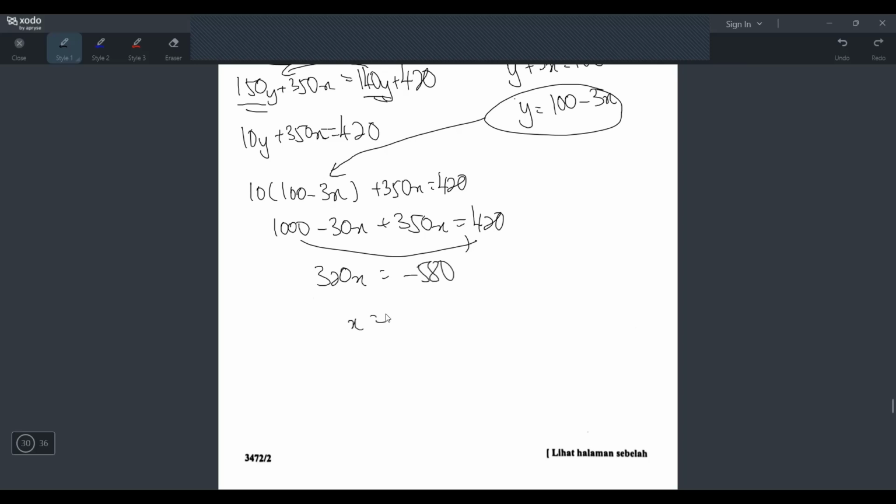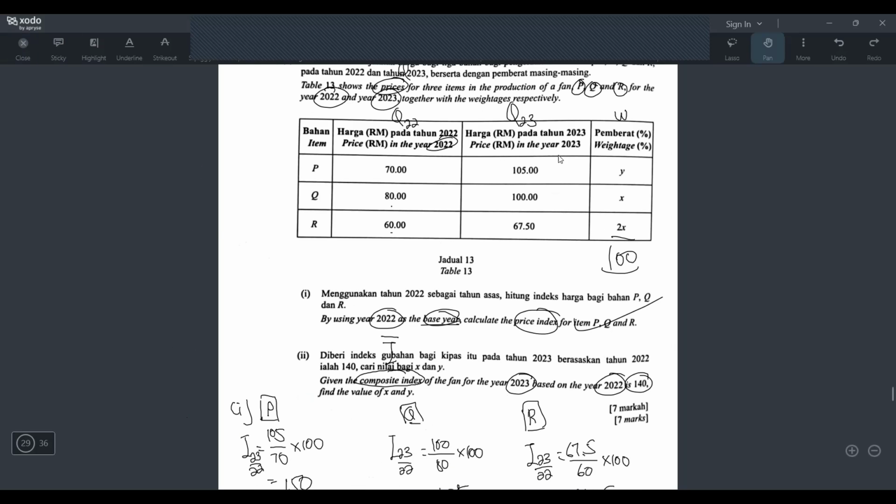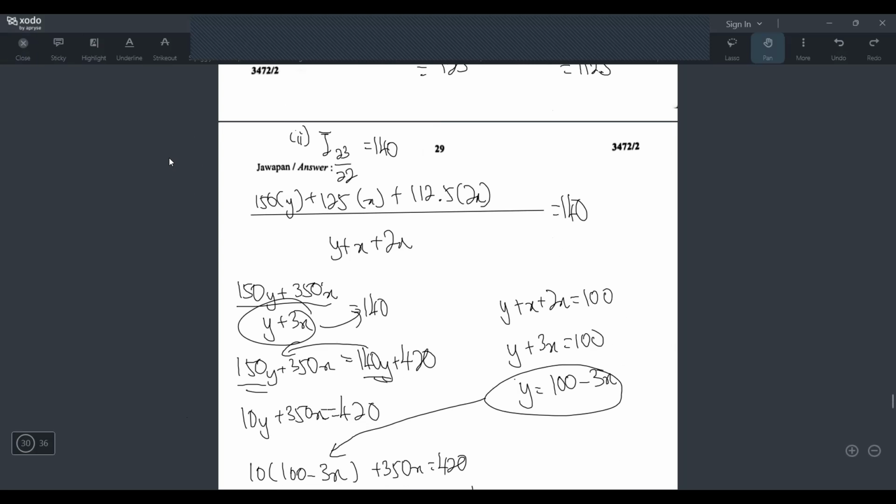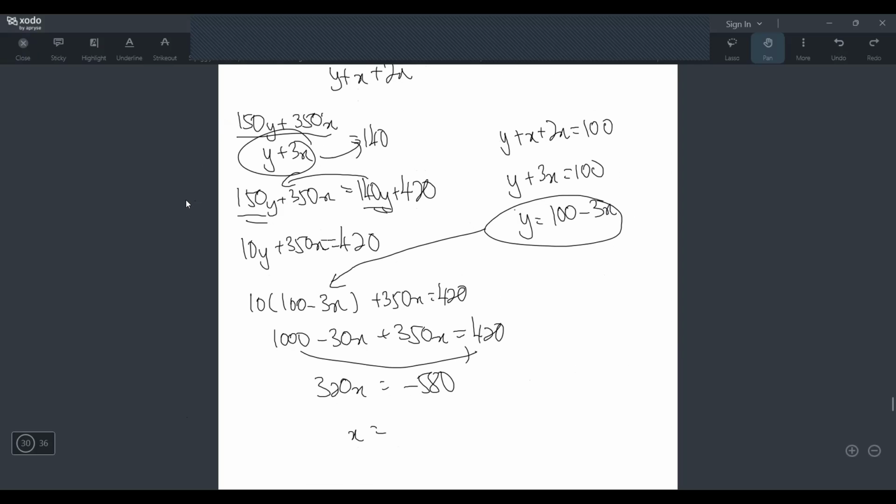But how can the x be negative? Weightage cannot have negative, because weightage is like a ratio, right? And they already say it's in percentage. So there is no way that you can get negative. Okay, so what's wrong here? What's my mistake? Let me check.